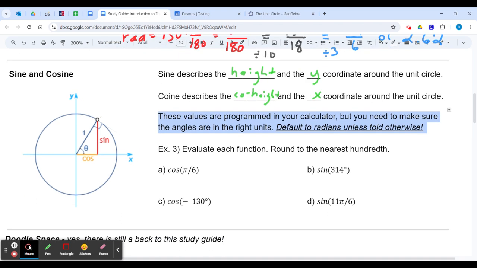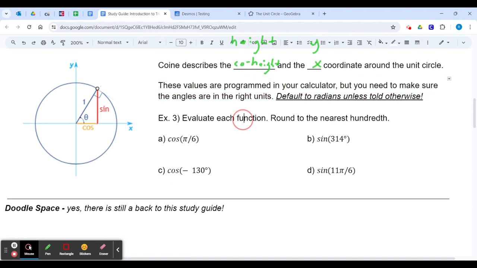These are programmed into our calculator and into Desmos, but we need to make sure that our angles are in the right units. That's the most important thing. So unless you see that degree symbol, default to radians unless you're told otherwise. So we can take example 3. We can evaluate all 4 of these really fast.